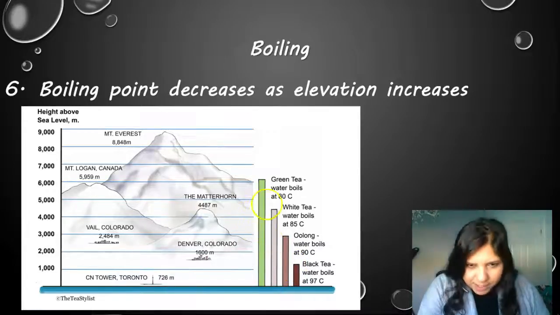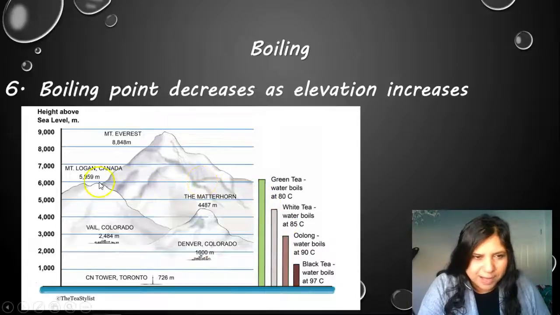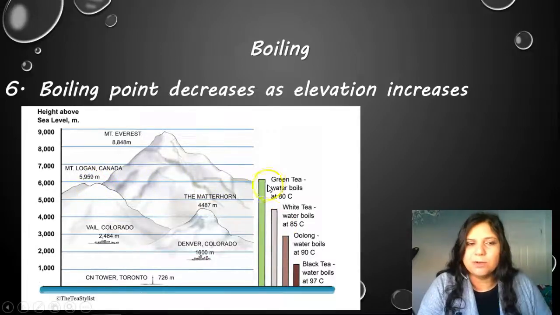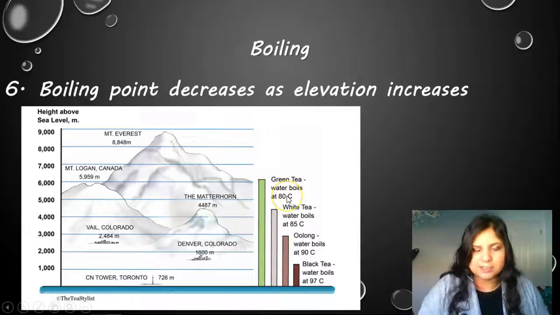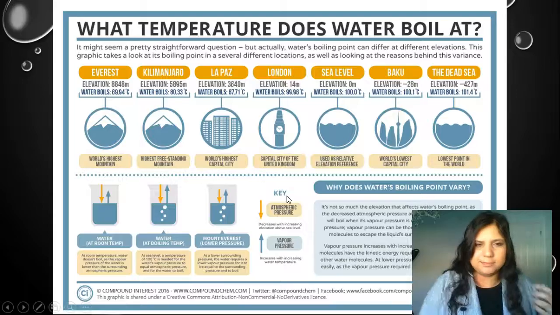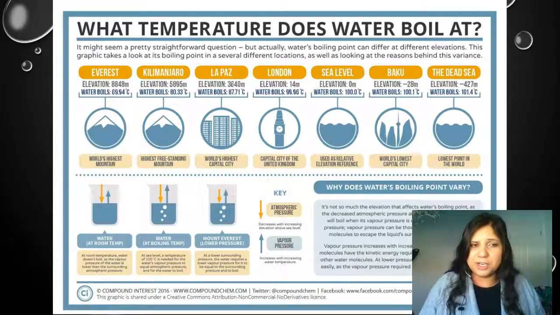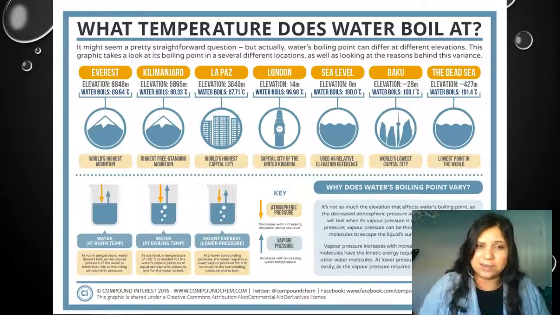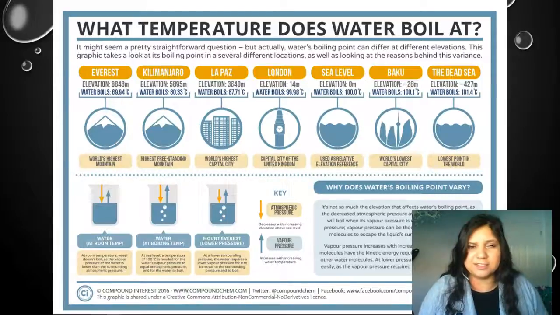Or if you're going way higher, let's see, you've got all the way up to Mount Logan in Canada, where water boils at 80 degrees Celsius. If you wanted to know the temperature at which water boils on Mount Everest, it's 69.94 degrees Celsius. That's so high up there.